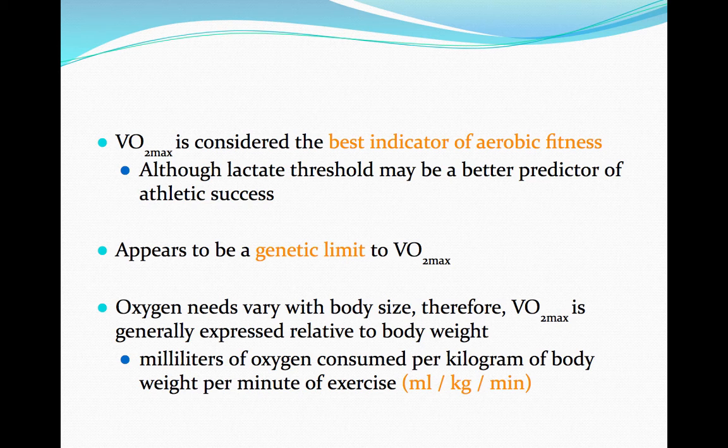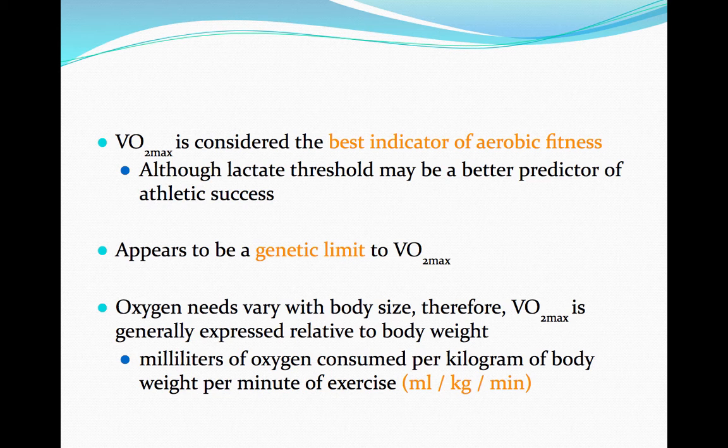So VO2 max itself is considered the best indicator of aerobic fitness. Although, as I mentioned back when we talked about it, lactate threshold is the better predictor of athletic success or performance, because most endurance athletes have pretty high VO2 maxes. What they really want to be able to do is push the pace or the intensity for as long as possible. Now, VO2 max is highly dependent on many factors.